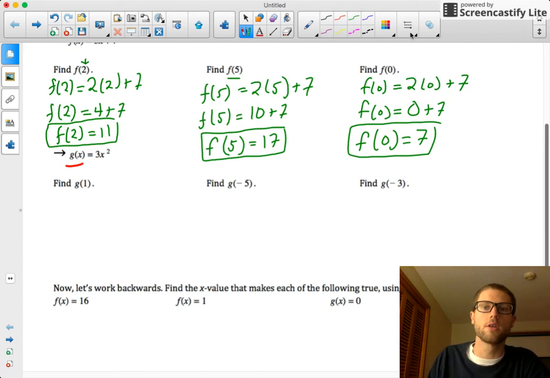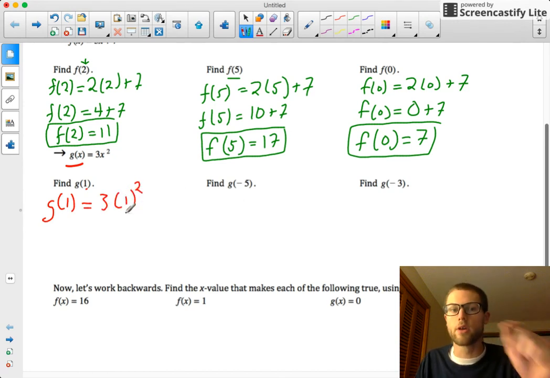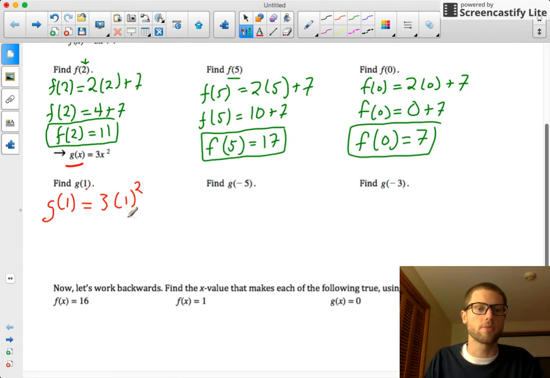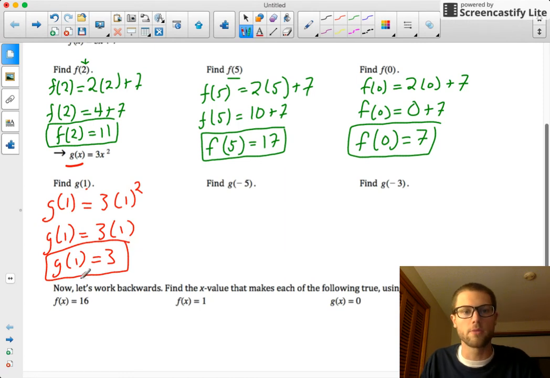So same type of process here. We're going to substitute in our input, in this case, it's 1 for x, and evaluate. So let's find g of 1, and we're going to plug in 1 for x. Now remember here, I really like when you use parentheses when you're making these substitutions, so be careful with that too. So g of 1 is going to equal 3 times 1, since 1 squared is 1. So g of 1 equals 3. This means in my function g, if I input a 1, out comes a 3.